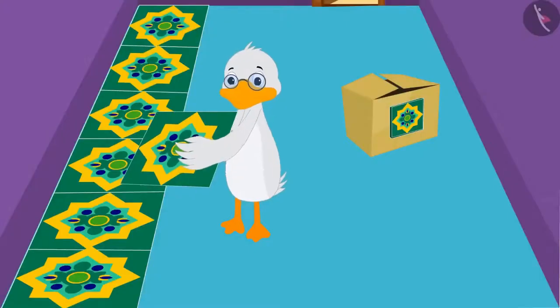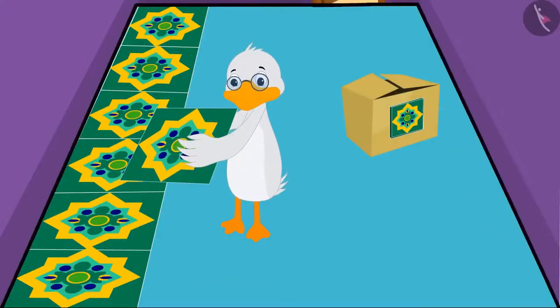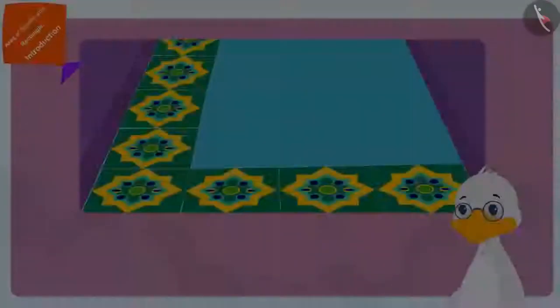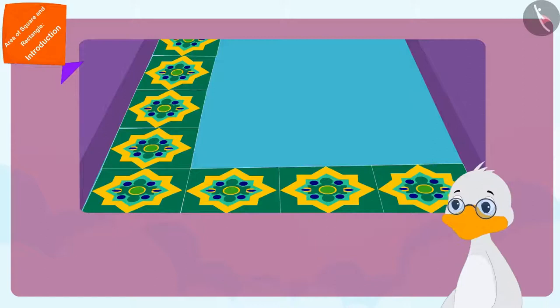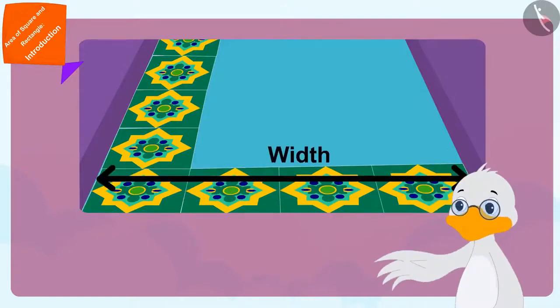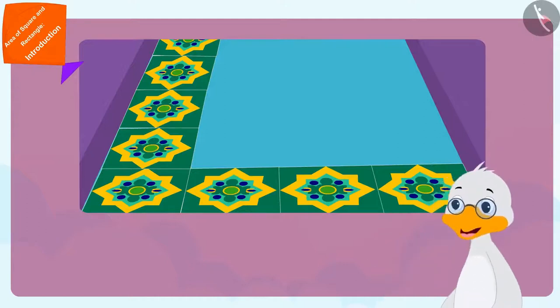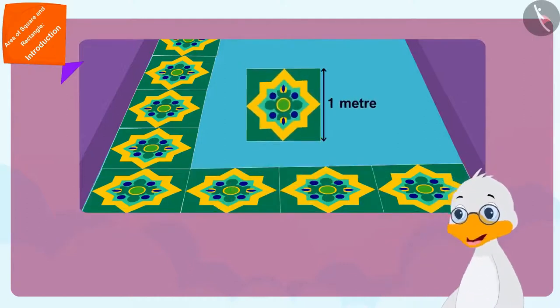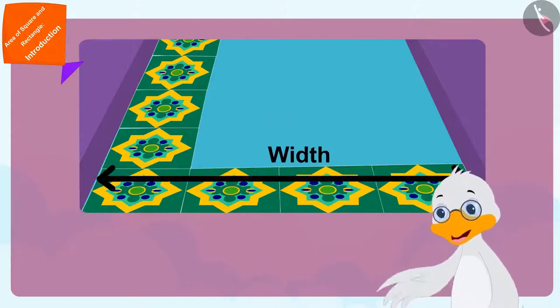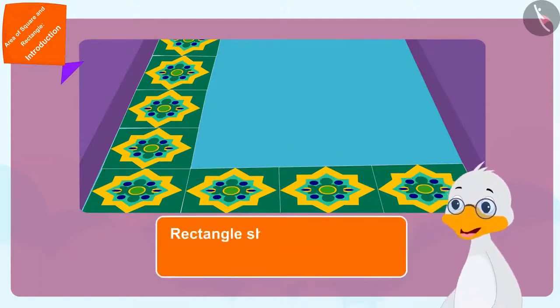Then Uncle started laying the tiles along the width of his rectangle shaped floor. Uncle laid a total of 4 tiles along the width of his floor. There are a total of 4 1 meter long tiles in the width of my floor. That means my rectangle shaped floor has a width of 4 meters.